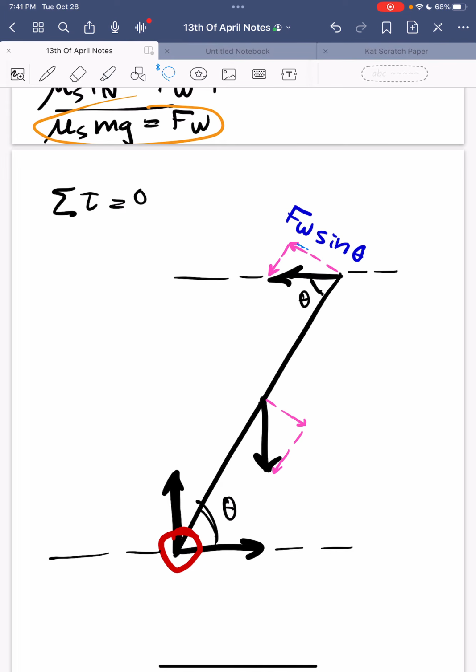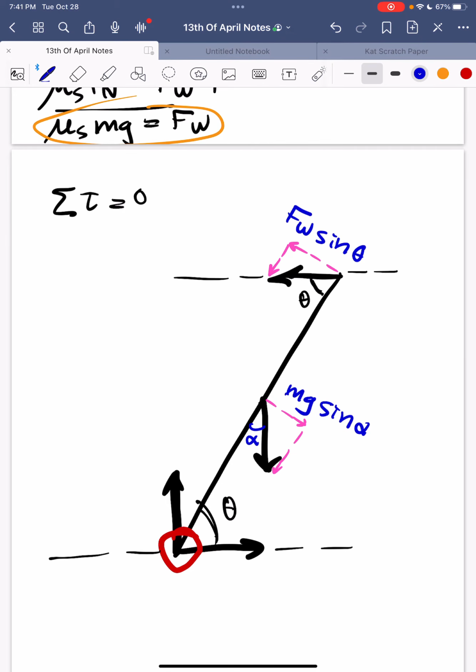All right, now, what about this one down here? This is going to be mg, the force of the hypotenuse of this triangle, times some angle, and let me draw the little angle here. This angle, let's call it alpha, okay? So it's going to be mg times sine of alpha, like that.